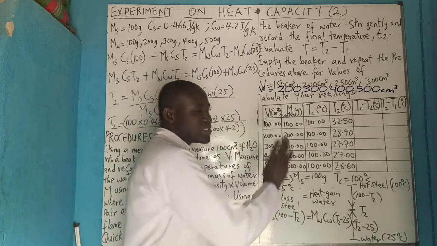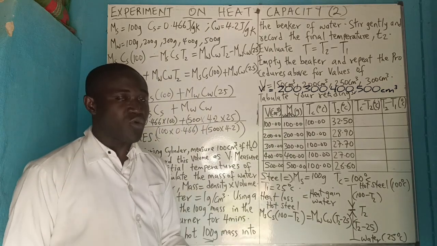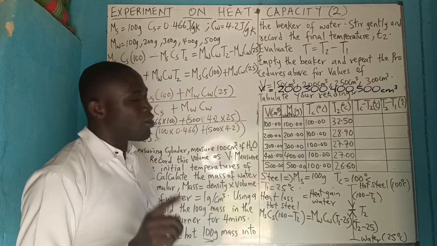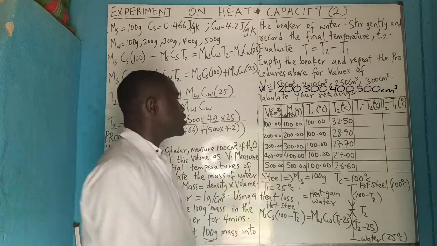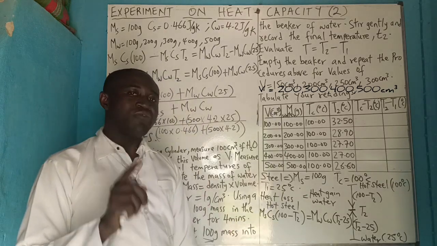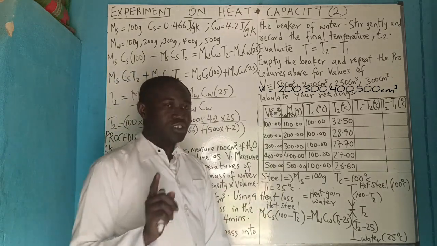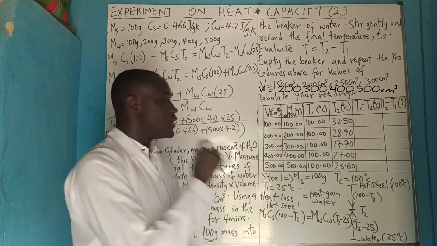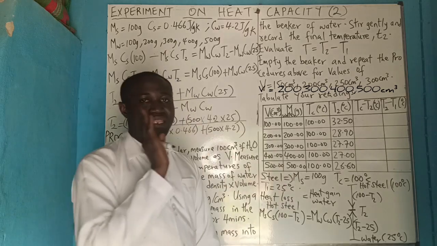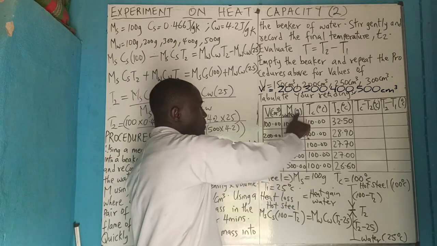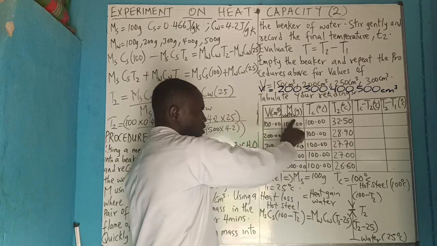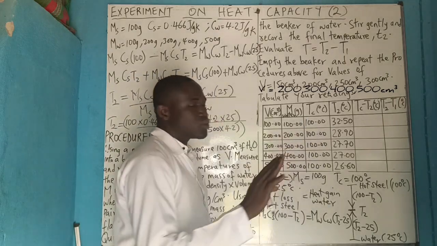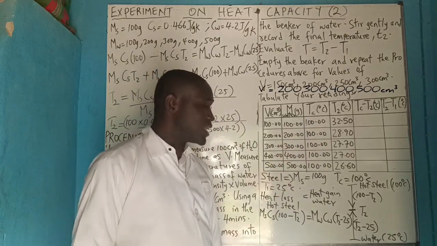Remember, we are using degrees Celsius. That does not mean that you cannot use Kelvin, which is the SI unit of temperature. We are using mass in gram. That does not mean you can't convert to kilogram if instructed. We are using cm cube. That does not mean you cannot convert to meter cube. You want to convert this to meter cube, you divide by what? 10 raised to the power of 6. For this one, divide by 1000, you take it to kilogram.